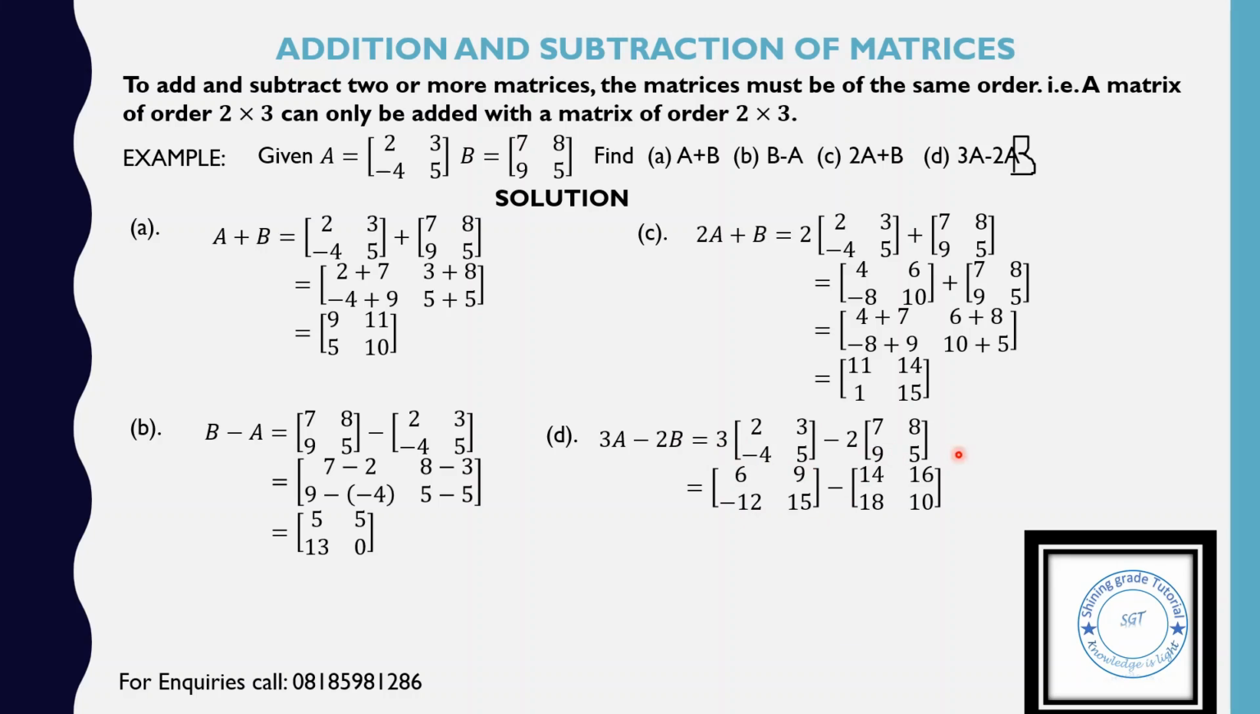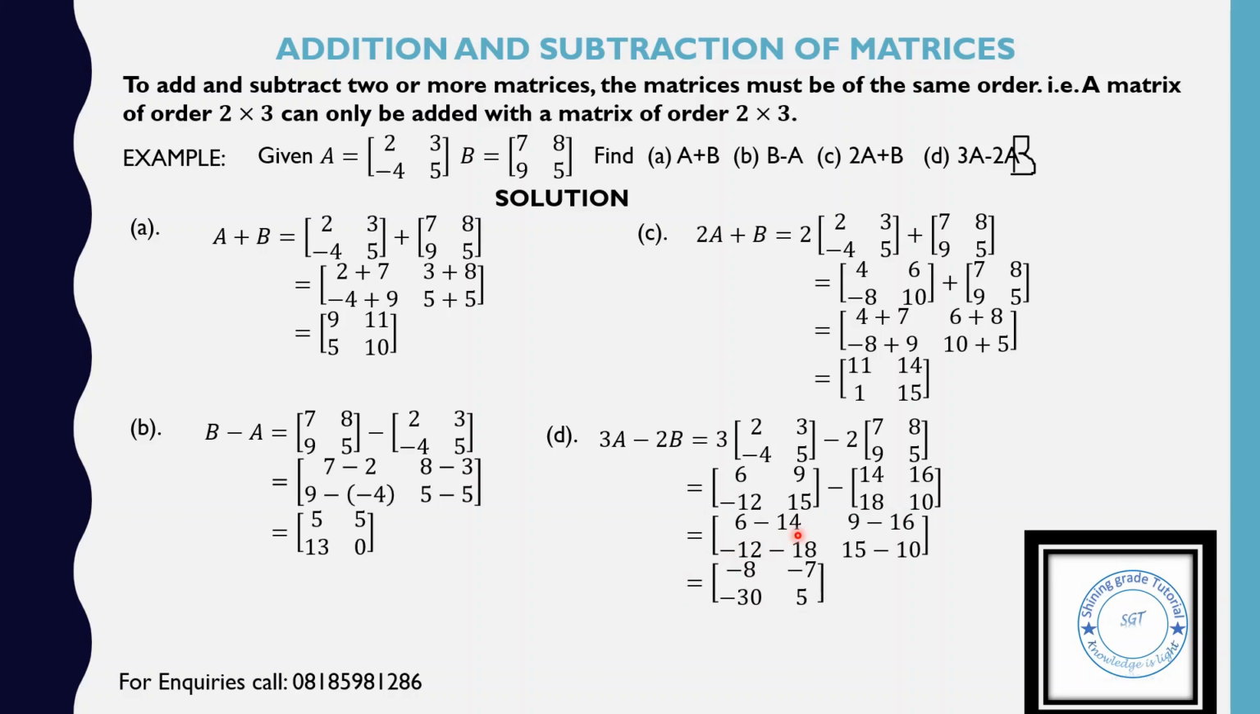Minus 2 multiplies every element of matrix B: 2 times 7 is 14, 2 times 8 is 16, 2 times 9 is 18, 2 times 5 is 10. So we can simply subtract now. 6 minus 14 as shown here, 9 minus 16 here, minus 12 minus 18 as shown, 15 minus 10. So we can subtract now.